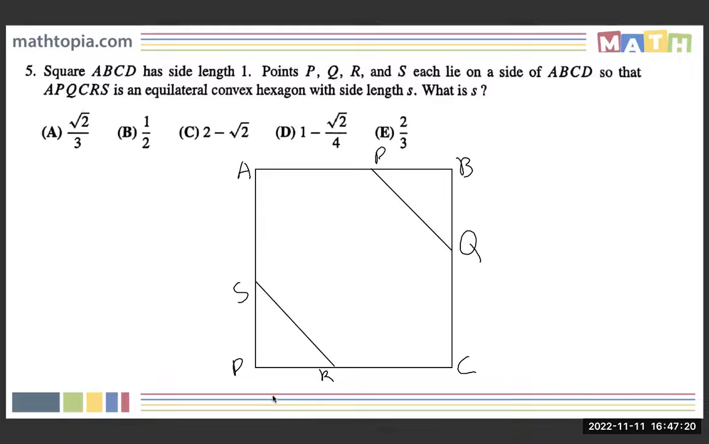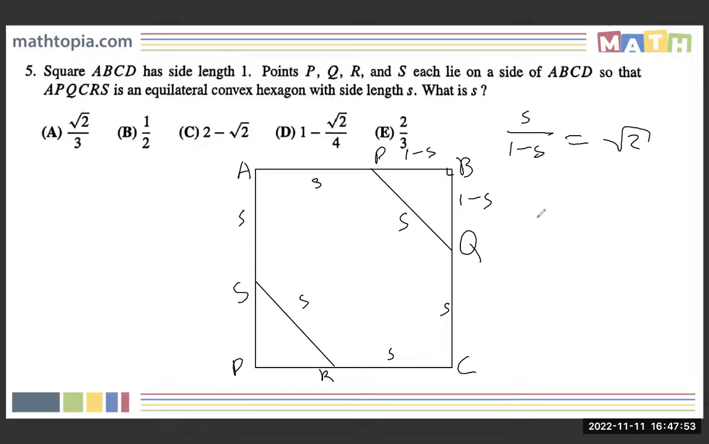And it's equilateral, which means all of these side lengths are S. And now it's just asking us to find the side length S. Well, this isn't too difficult because this is just an isosceles triangle, right? Because this is S, which means this is 1 minus S, and this is 1 minus S. So this is an isosceles right triangle, which implies that S over 1 minus S is in the ratio of root 2. And that's it.